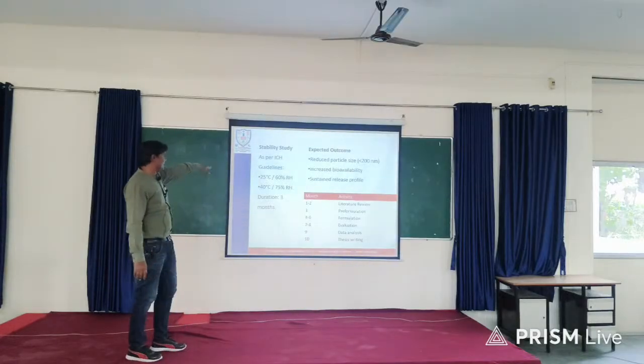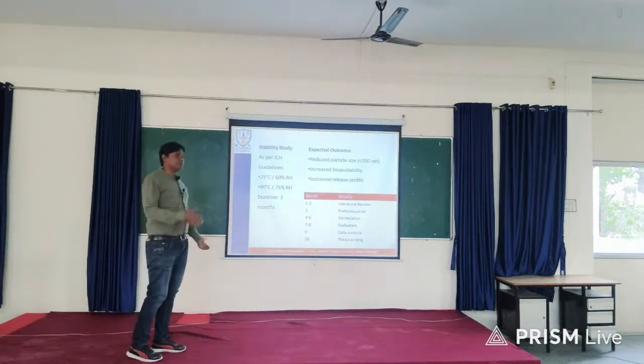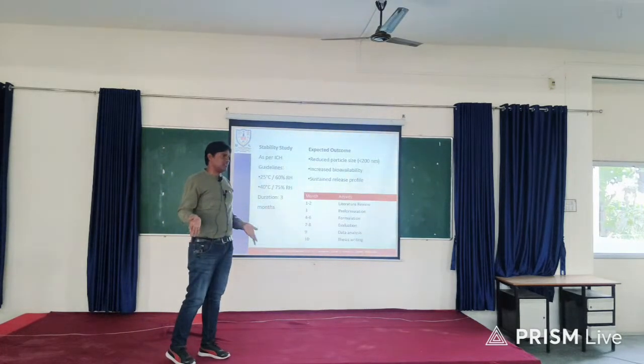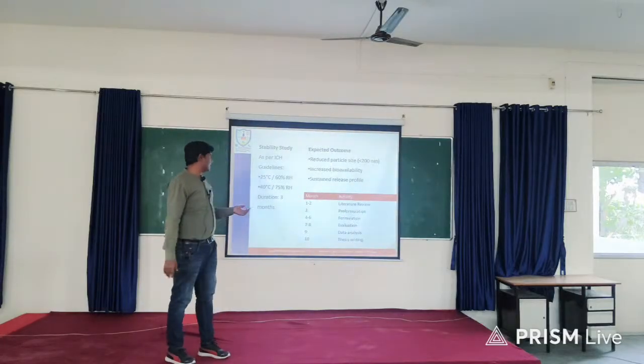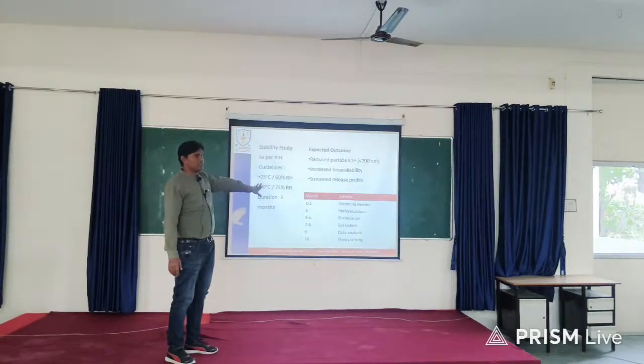Stability study. So this is the stability study. 60% RH, 25 degrees, 40 degrees. Why 40 degrees, 25 degrees? Because these are the upper and lower extremities of our region, right? 25 and 40. Next, duration is 3 months and reduced particle size 200. So this is the plan, right?